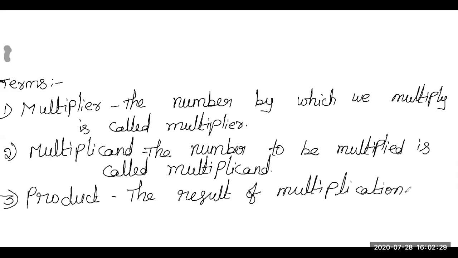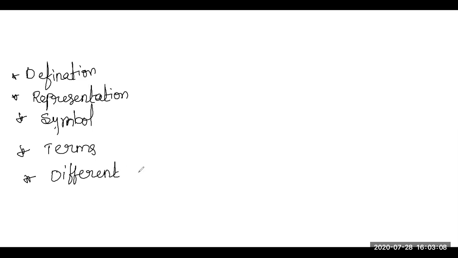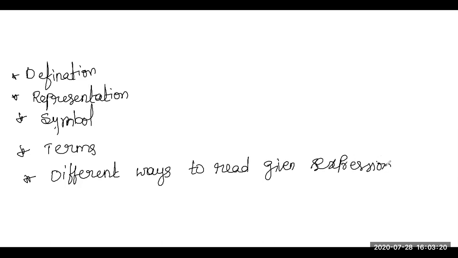Multiplicand, multiplier and product. So in this video, what we learn finally is the definition of multiplication, and next, the representation of multiplication, and next, the symbol of multiplication. Next, terms of multiplication. Next, different ways to read a given expression. Expression is like what I just showed you, 4 threes are 12, how to read it in 3 different ways.